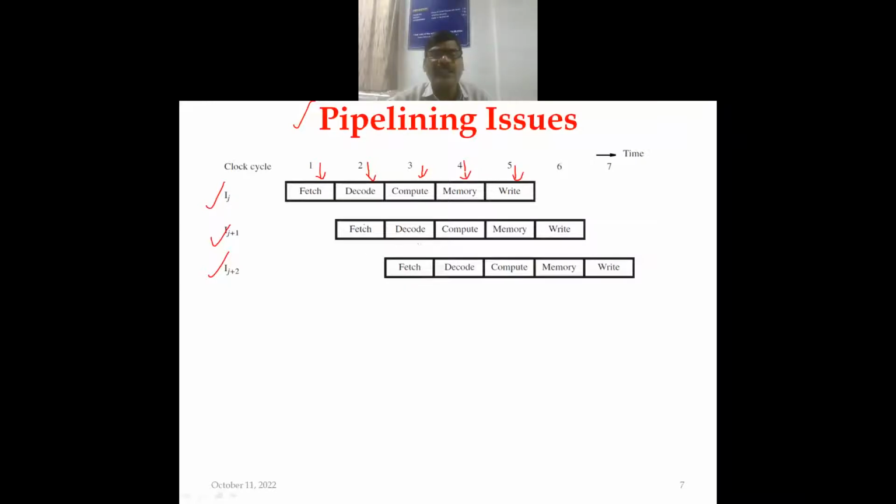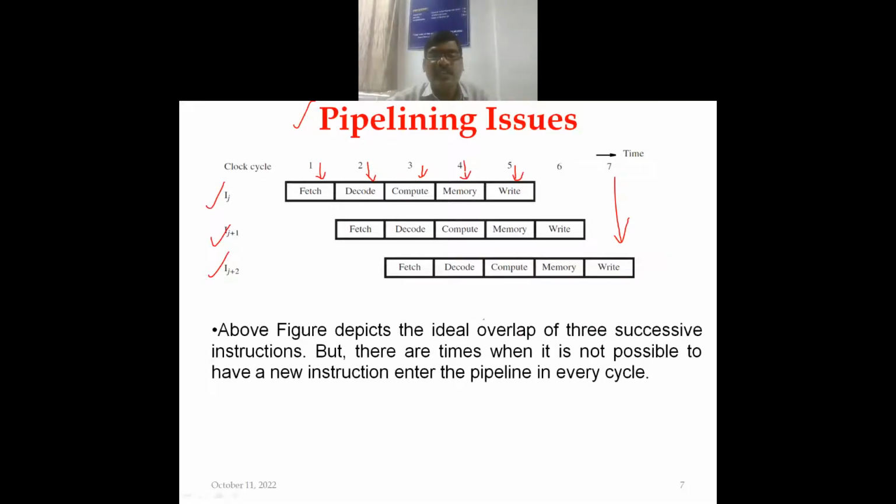So if you think in an ideal manner that every instruction is executing in parallel from one stage to the other during consecutive clock cycles, then to complete the pipeline execution of these three instructions, we require 7 clock cycles instead of 15 clock cycles. So almost 50 to 60% of the CPU time is reduced here, so that performance can be improved. So it is an ideal overlapping of the three successive instructions.